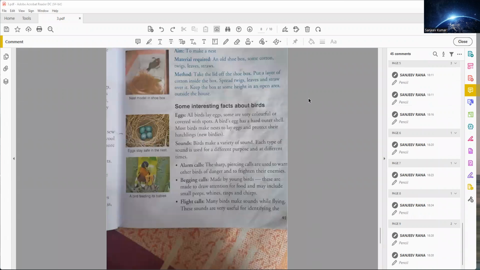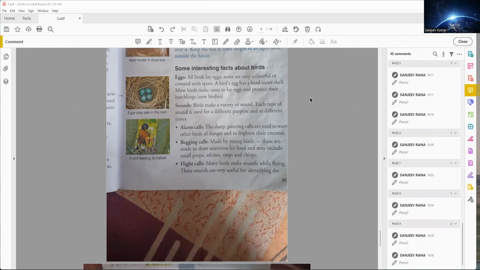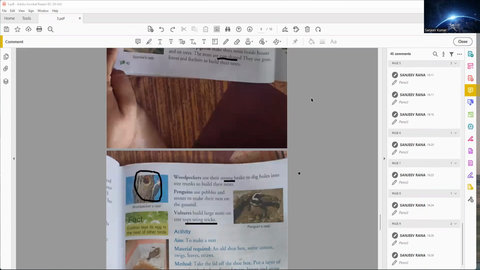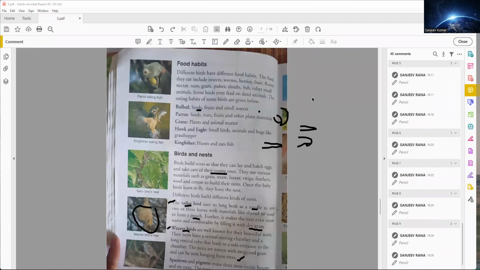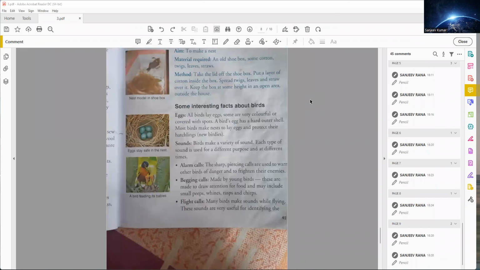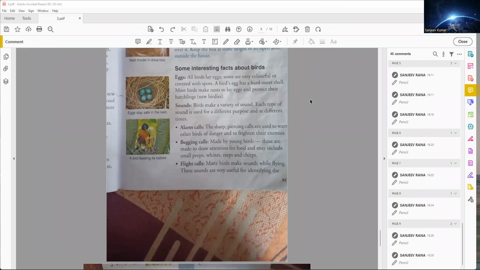So this way, what are the different facts about birds? Here we read, from the starting, the type of beaks, the type of food, the type of feet and claws, and the type of nest they have. So this way, we can differentiate the birds from other animals.